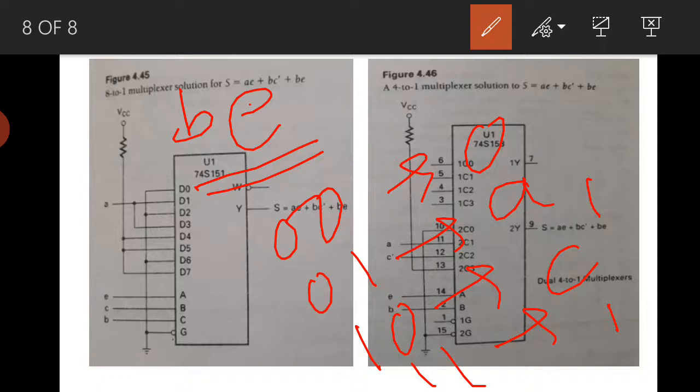Now if B and E are both 0 0, and C doesn't matter here, let us take 0 0 0, all are 0. If B and E are 0 0, irrespective of C, the output is 0. Because of that, it is connected to 0 here.